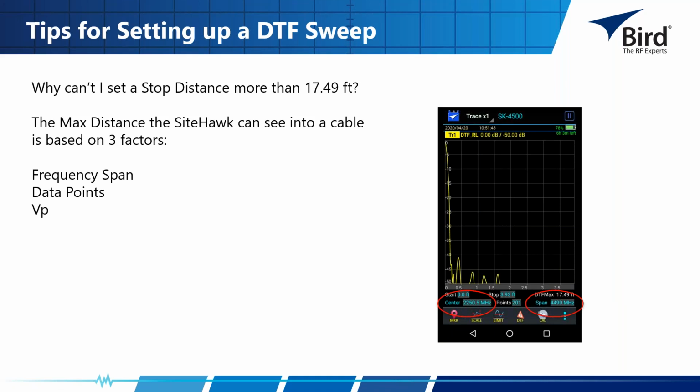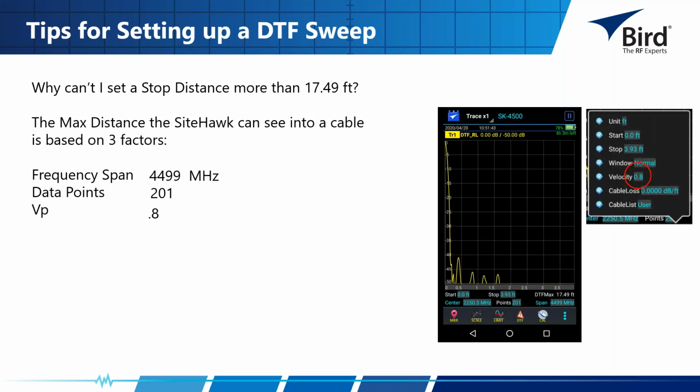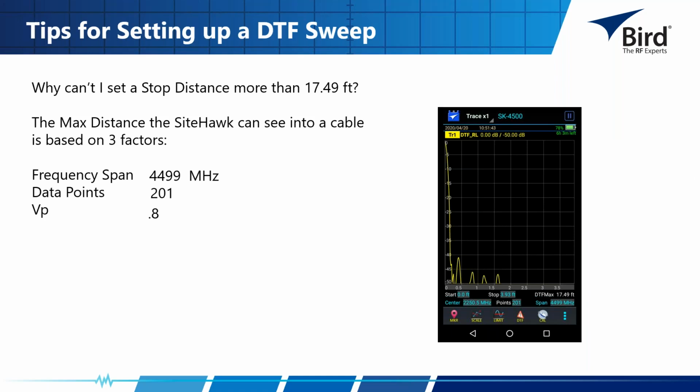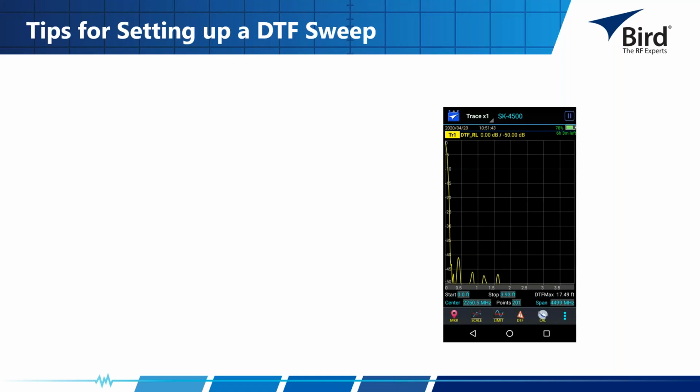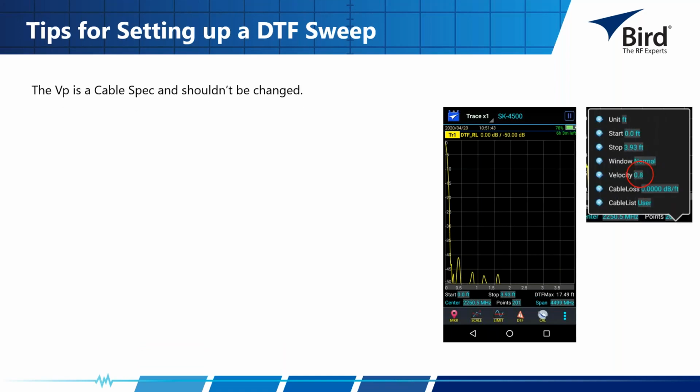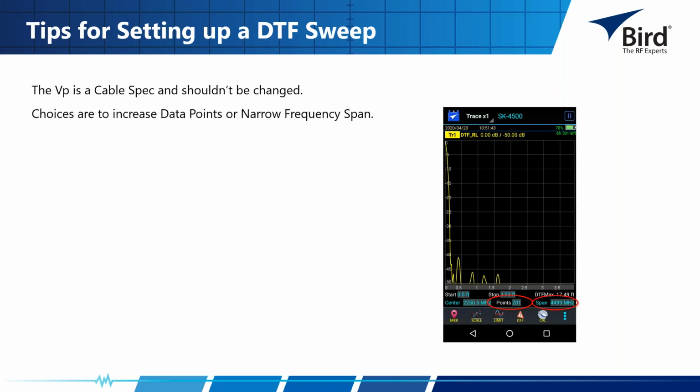So here, all I want to do is narrow my span a little bit. I can also set my data points to 201. My velocity of propagation is set at 0.8, and I can't really change that because that's a manufacturer spec. All of those tell me with these settings, I'm at 17.49 feet. So the one thing I can do, I can't change the cable spec, but I can either increase data points or narrow my span.